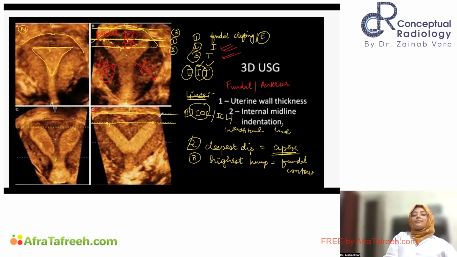Okay, understood. Now what is this giving me? Interostial line and highest hump. This will give me the wall thickness, because this is our mucosa, this is our serosa. So between mucosa and serosa we have the wall thickness. Okay, and interostial line and deepest dip.